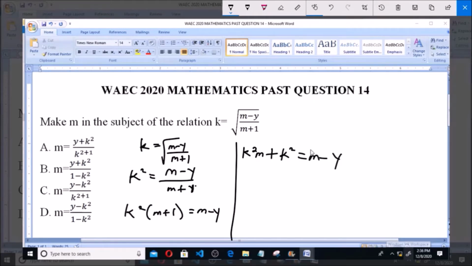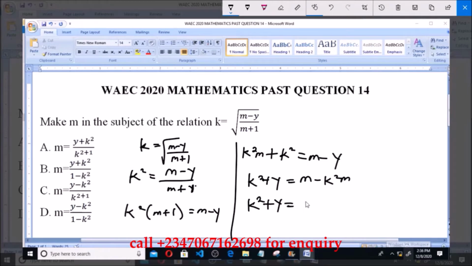Now when we collect like terms, we can have k square plus y is equals to m minus k square m. That is bringing negative y here, it becomes positive y, then taking positive k square m here, it becomes negative k square m. So now from here we'll have that k square plus y is equals to m into 1 minus k square, m into 1 minus k square.